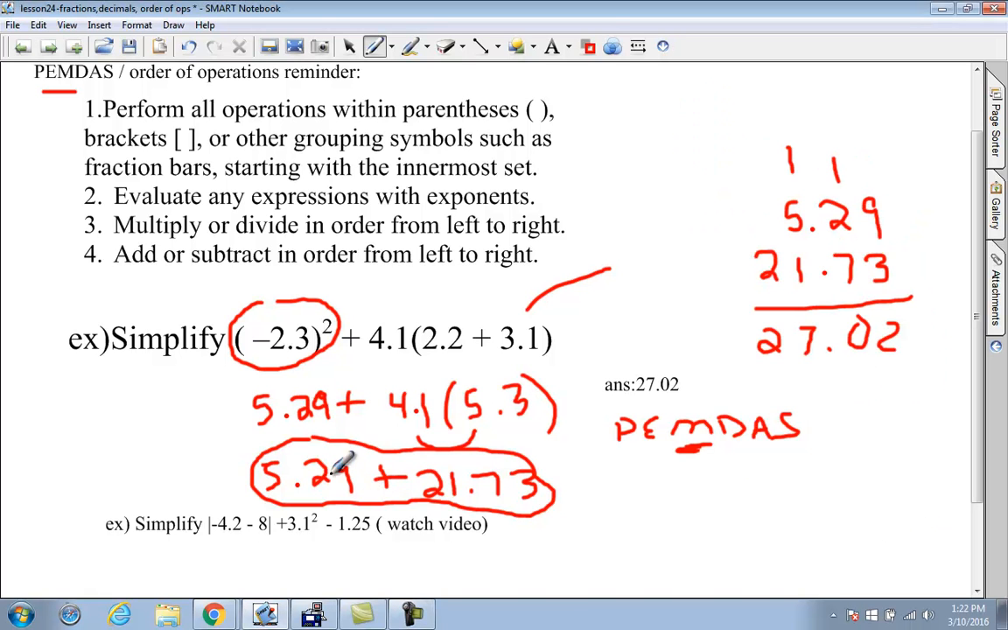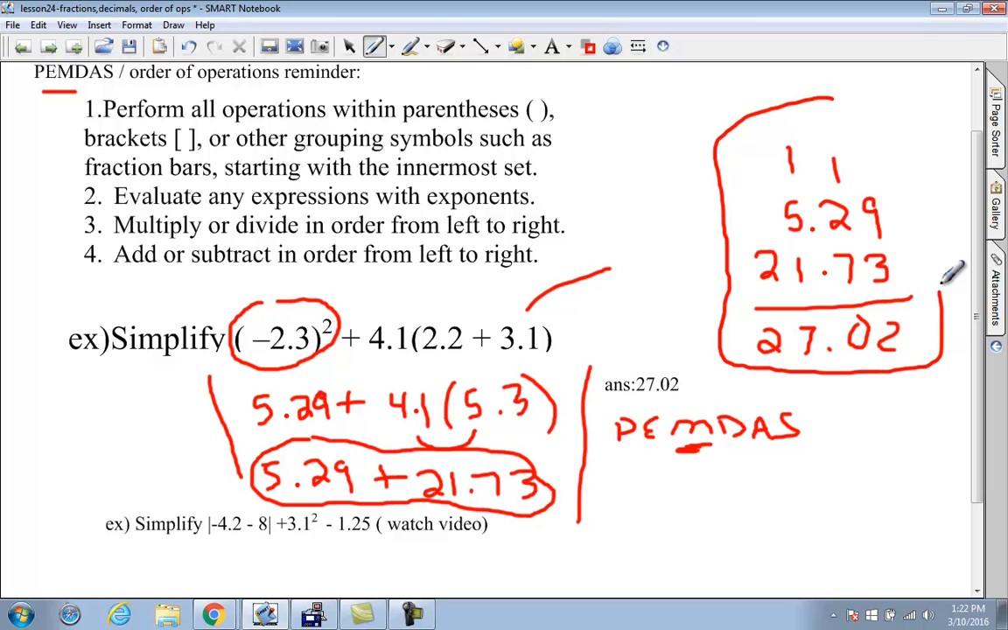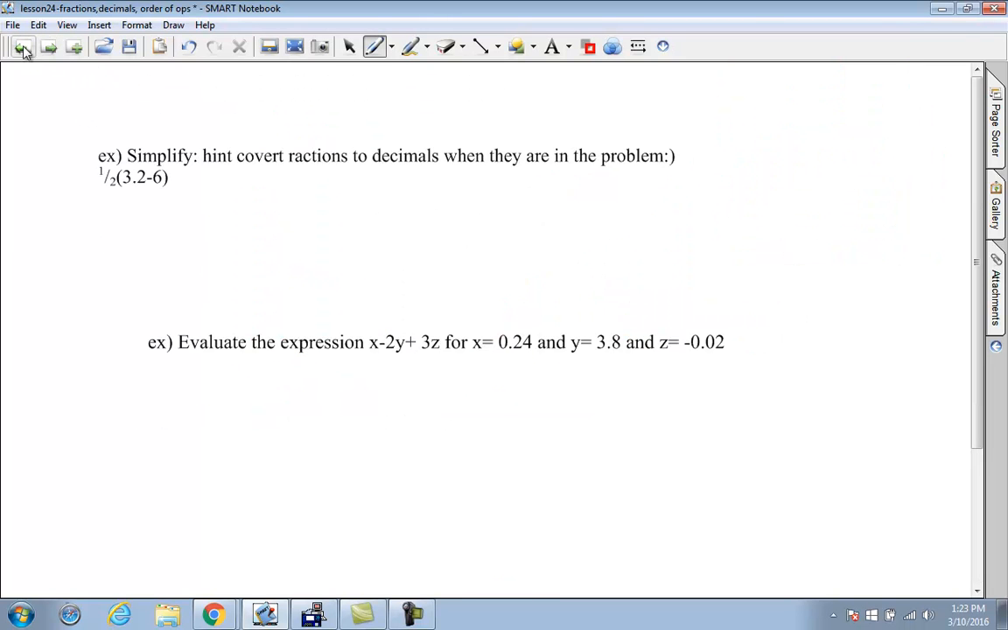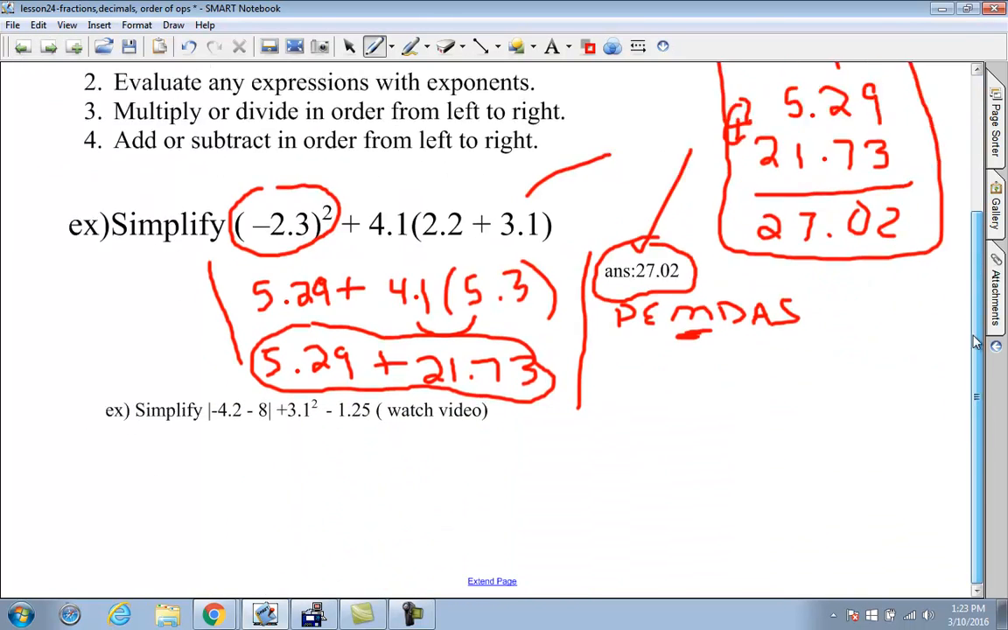So like I said, I don't like to mess up the flow of my order of operations problem. So I always go off on the side and do that work off in the margin. So 5.29 plus 21.73, I just do that off in the margin. And voila, we end up at 27.02, which was the final answer. Okay. And a lovely another example. I think that might be, let me double check. Yep. That'll be our last one on this page, and then we go to the next slide.